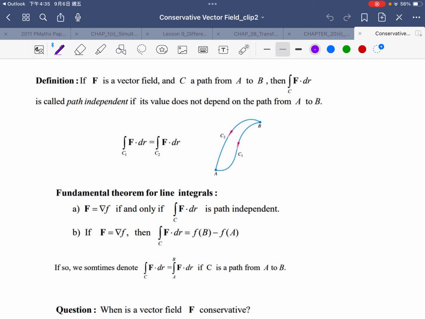In this video we try to present what it means if a vector field is path independent. In mathematics, we say that if the line integral of a vector field is path independent, the vector field is called a conservative vector field.